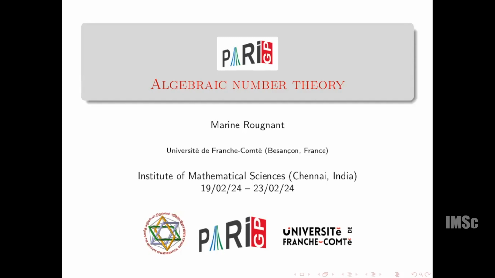Okay, so hi everyone. Yesterday we saw how to build some field extensions and how to deal with Galois groups. Today I will speak about algebraic number theory and how to understand the output of nfinit in PARI/GP.